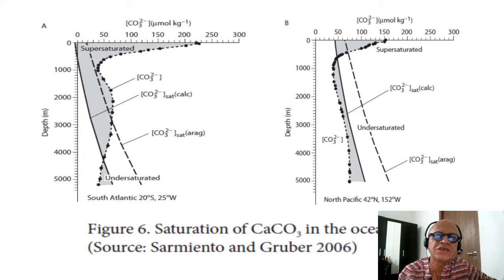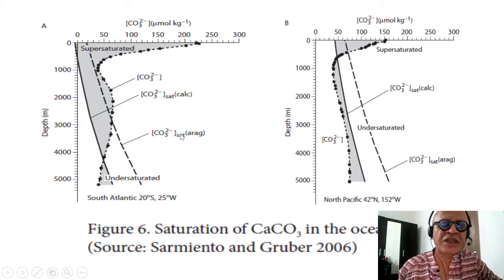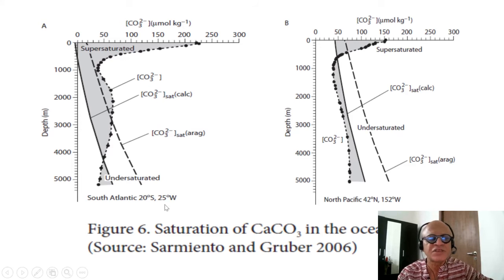So if you look at the saturation levels of calcite, the saturation concentration of calcite with depth is down here, and the aragonite, which is much more soluble, obviously has much higher levels of saturation. So by the time you reach a depth of about 3 kilometers, you are already way below the saturation level of aragonite, so it's much more soluble. This is for the South Atlantic at 20 south and 25 west. This is for the North Pacific at 42 north and 152 degrees west.